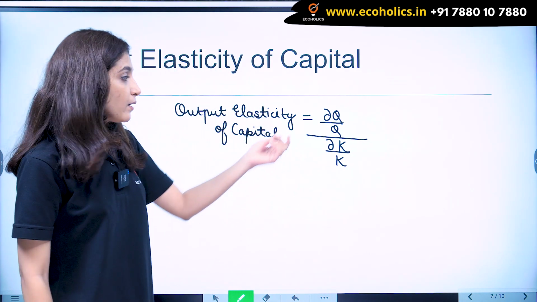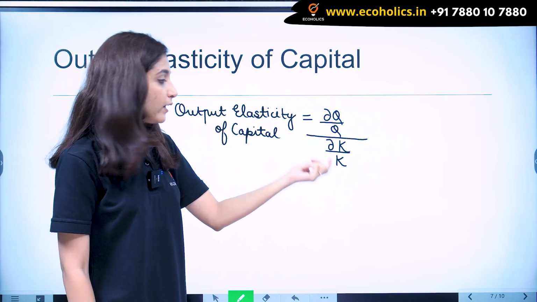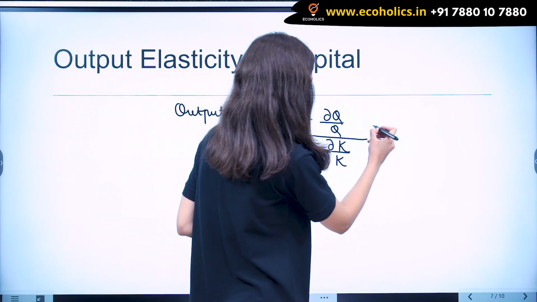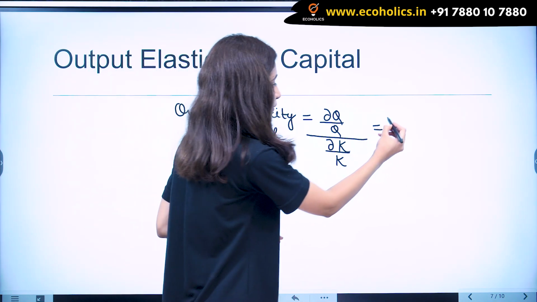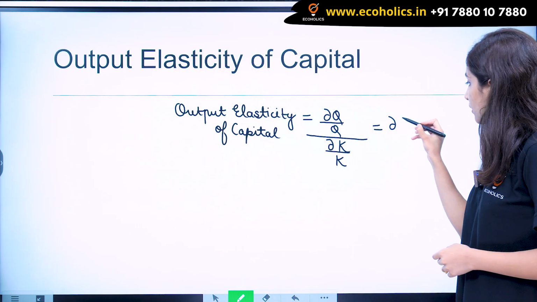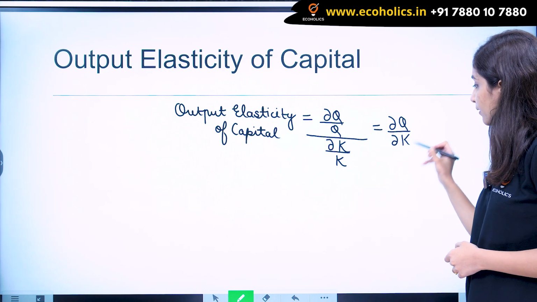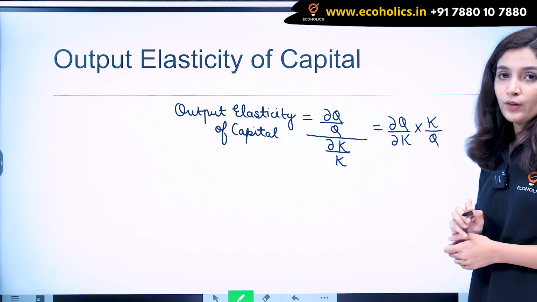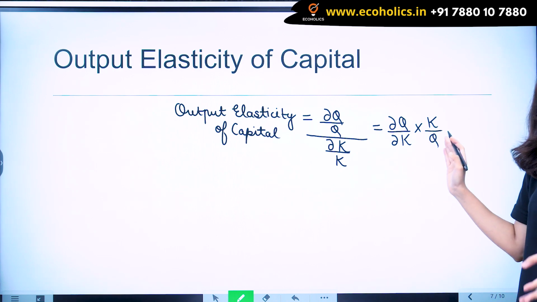So that is the percentage change in output that is caused by a given percentage change in capital. So we are going to determine it again. Further simplifying this, we can write this as ∂Q/∂K into K/Q.